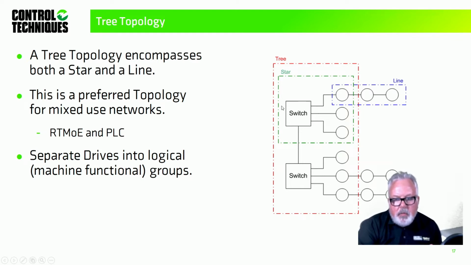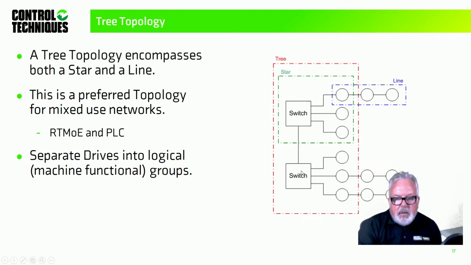And this whole group of drives, the whole group of 5 drives, that could be, I don't know, the in-feed section on the machine. All of them, line, star, in the case of those two, are connected to a switch, and then there's another switch with another section of the machine doing the same thing. There is a connection between all of them through the switches because the switches can communicate with one another as well.